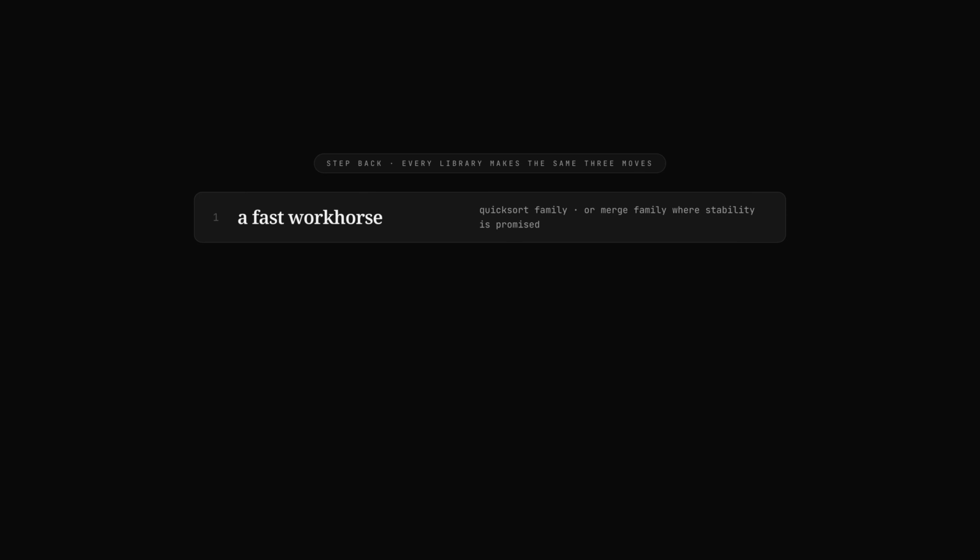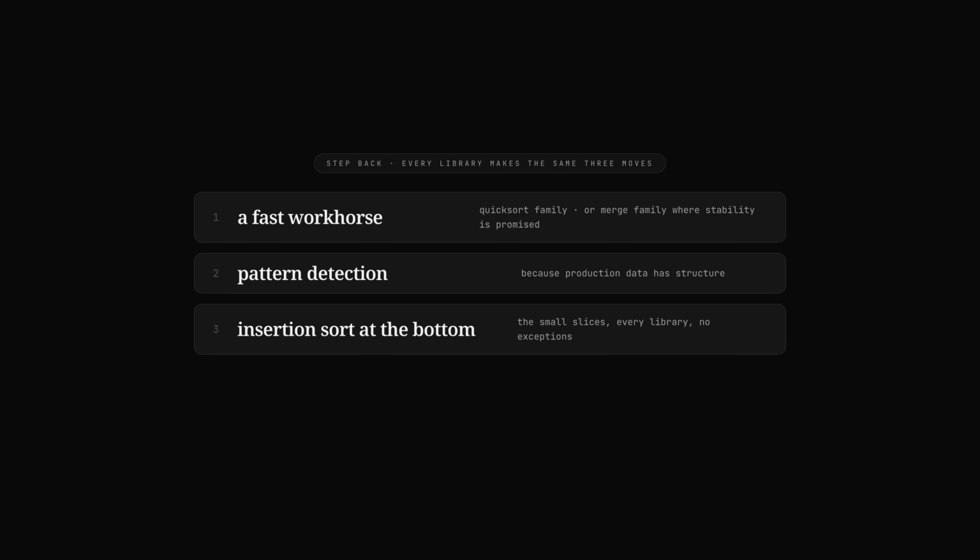Now step back. Every library on that list makes the same 3 moves. A fast workhorse, Quicksort family, or merge family where stability is promised. Pattern detection, because production data has structure. And insertion sort at the bottom. Every single time.